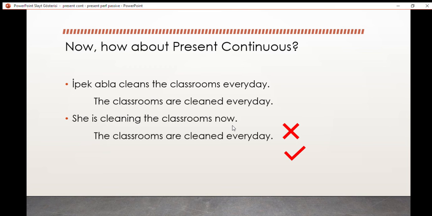So then that's not also correct. That's also not correct. And the classrooms are cleaned every day-ing? No. Then we need to add something new, only for the ing. Being. The classrooms are being cleaned now.